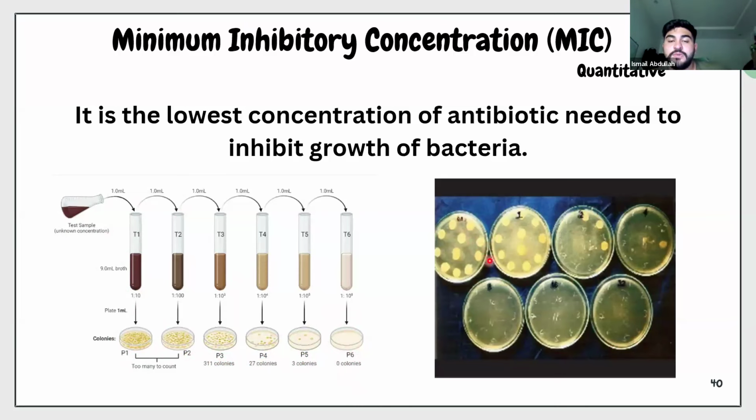So let's, for example, take a look at this one. There's growth here, same as well. There's growth here. Even if there's one colony growing, that's still growth. But the very first one, the very first dish with no growth, is the one with a concentration of 8. So this will be your minimum inhibitory concentration. Is that clear?